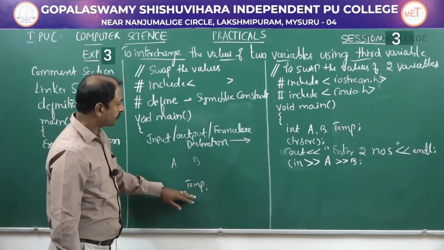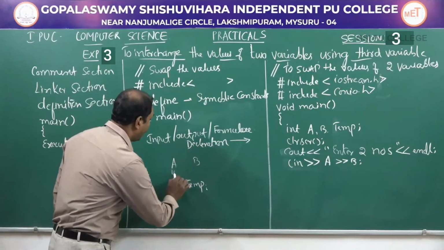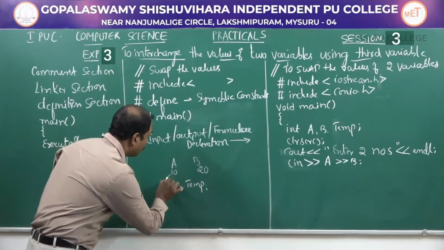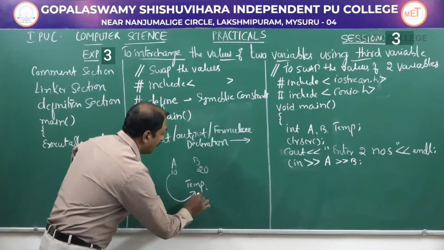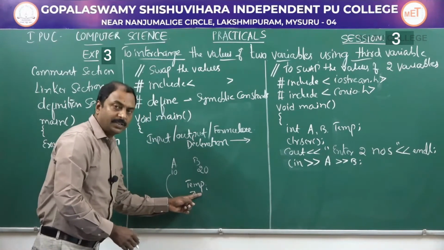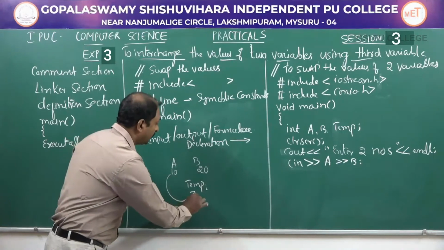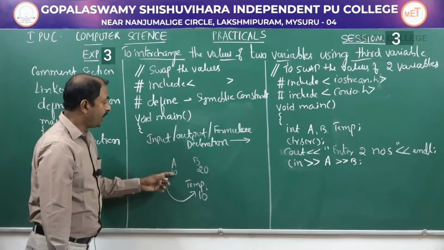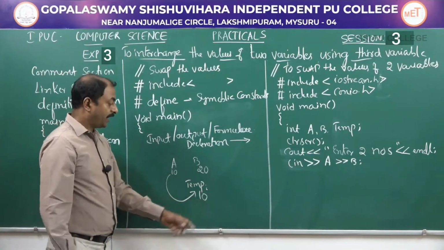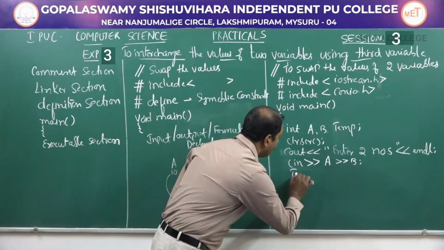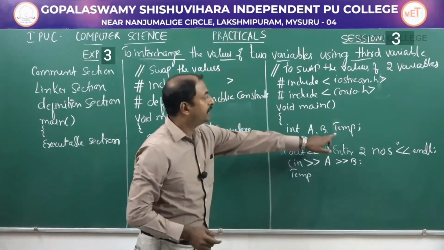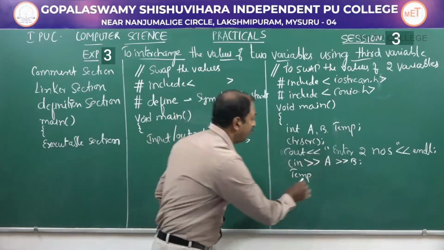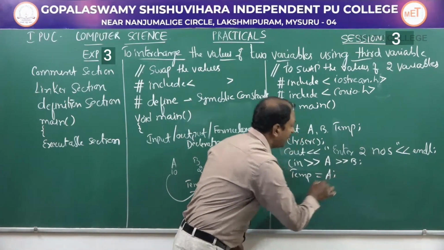So first, for example, if I write the value of a as 10 and b as 20, first we have to shift this 10 here. At the beginning temp will be empty. I want to copy this here. So I want to shift the value of a to the variable temp. For that we are using a statement temp. We have to write the same variable with the same spelling, same uppercase or lowercase. temp equals a.